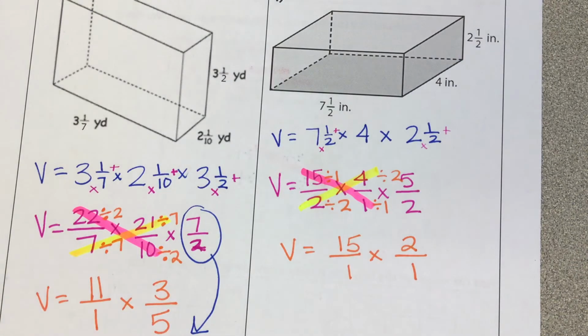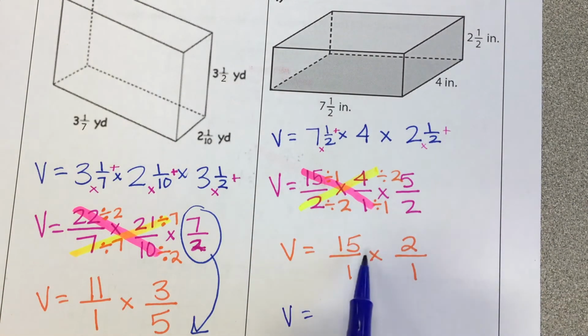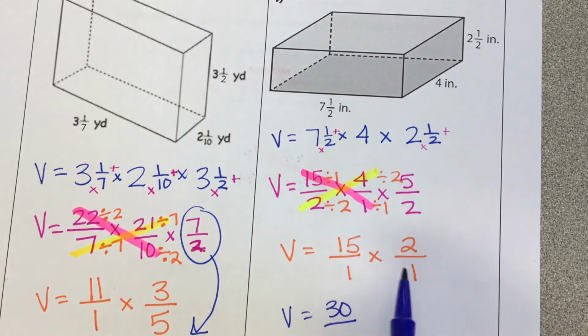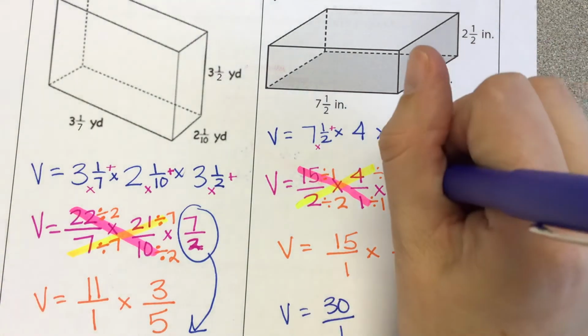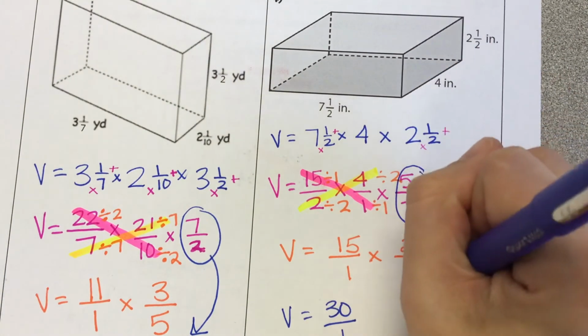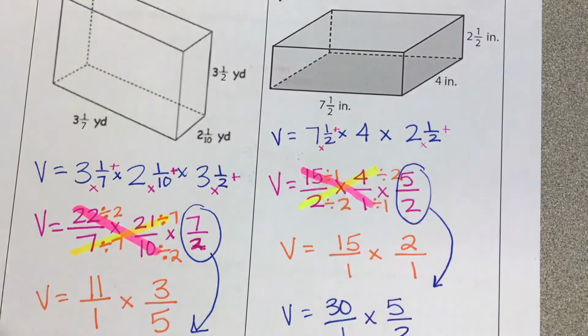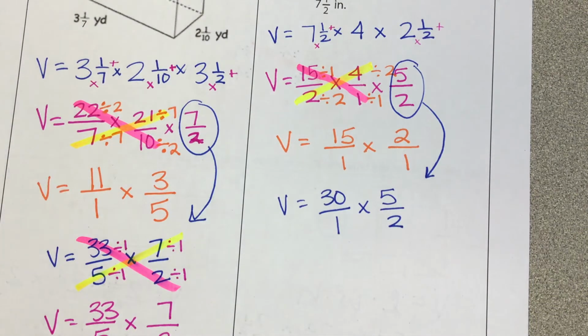And then I'm going to multiply across. 15 times 2 is 30 over 1 times 1 is 1. Again, remember, we are not done. I need to multiply this third fraction. So I'm going to write that in here, times 5 over 2. Let's look at those diagonals.